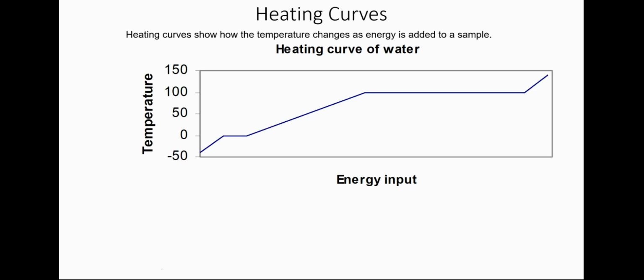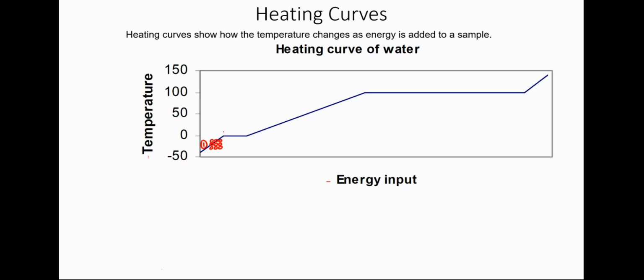On the y-axis is temperature, so it's temperature versus the heat or the energy input on the x-axis. So we're going to look at how much energy is added over time and how that changes the substance, how it changes phase. So at step 1, we have all solid particles. They're tightly packed together. They vibrate, but they're not free to flow past each other.